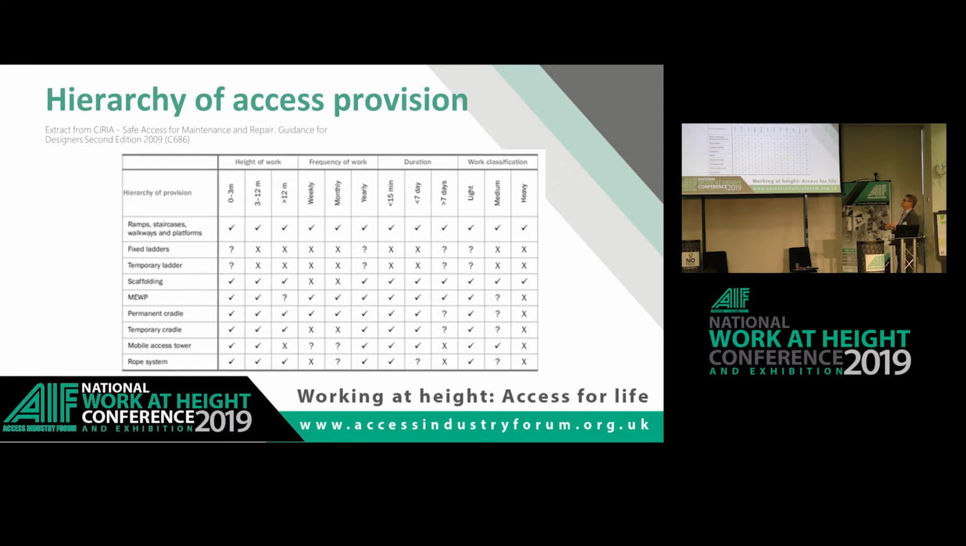It gives you some guidance on the frequency and duration of the work so that you're selecting the right type of equipment. You're not going to use a scaffold for something that needs to be up all the time, and you're not going to use abseiling for something that needs to be up all the time either. So you're going to look at systems that suit the duration and the class of work.